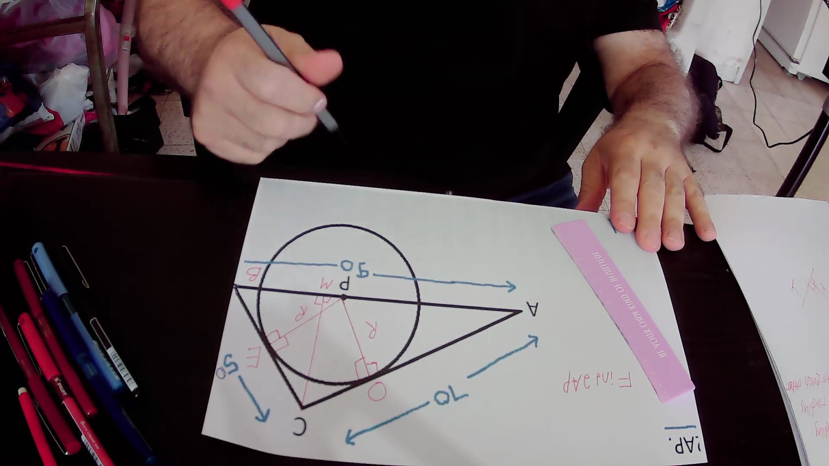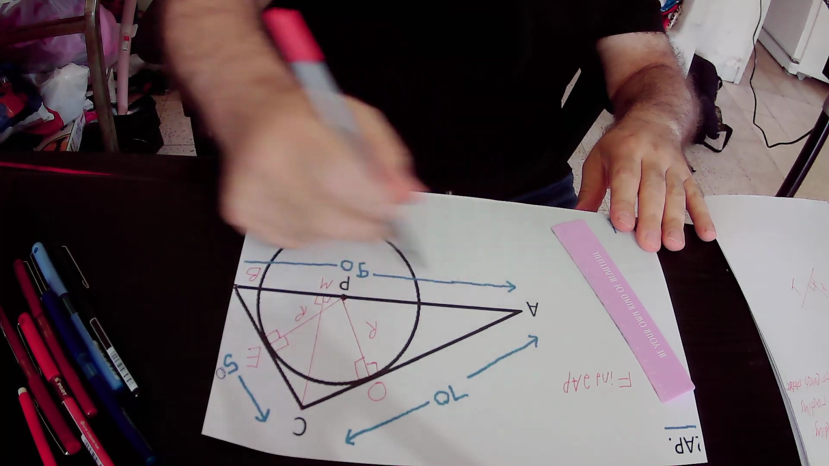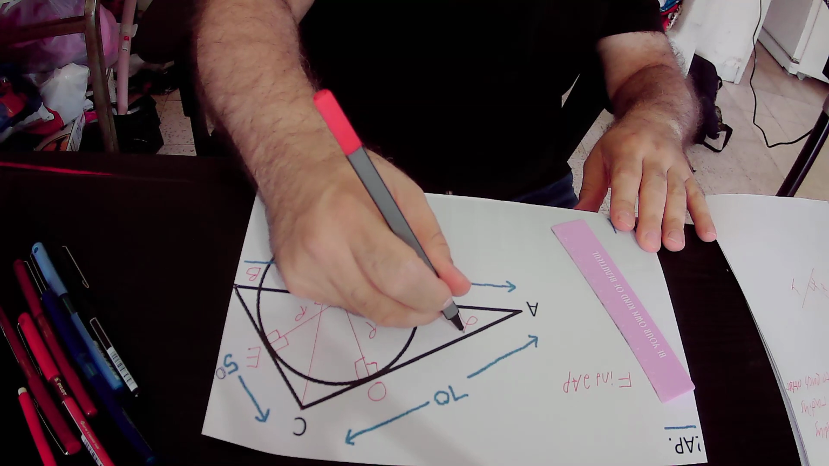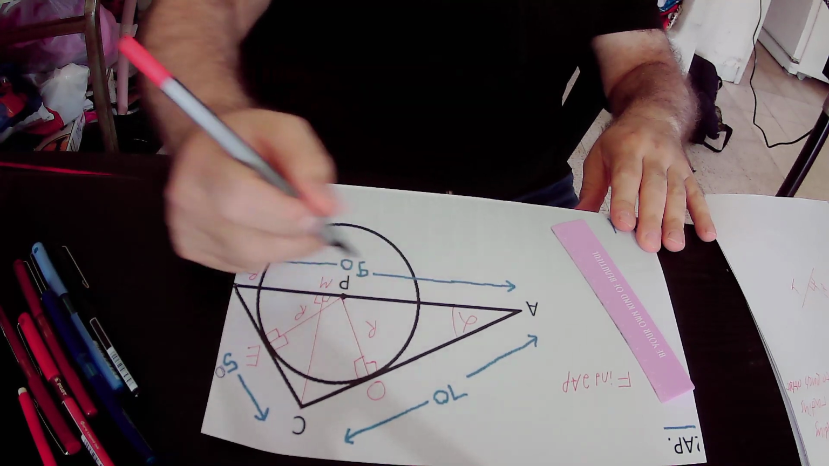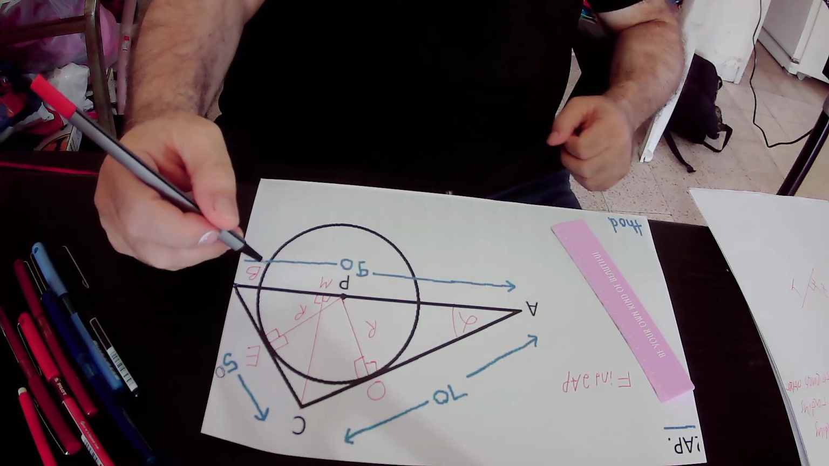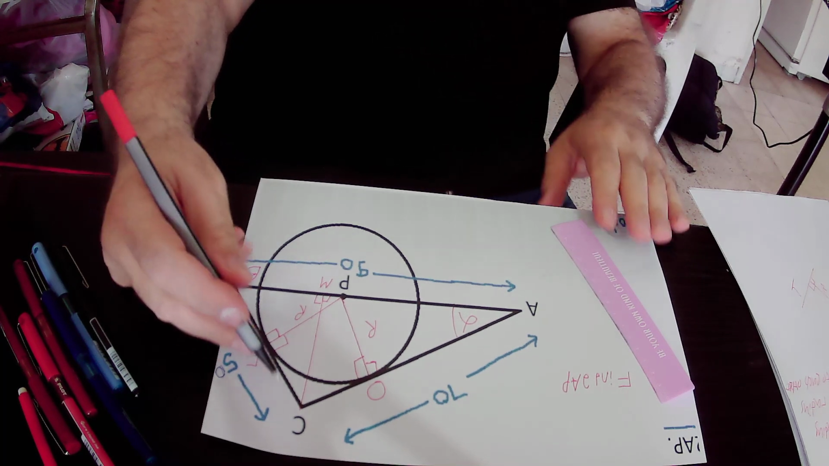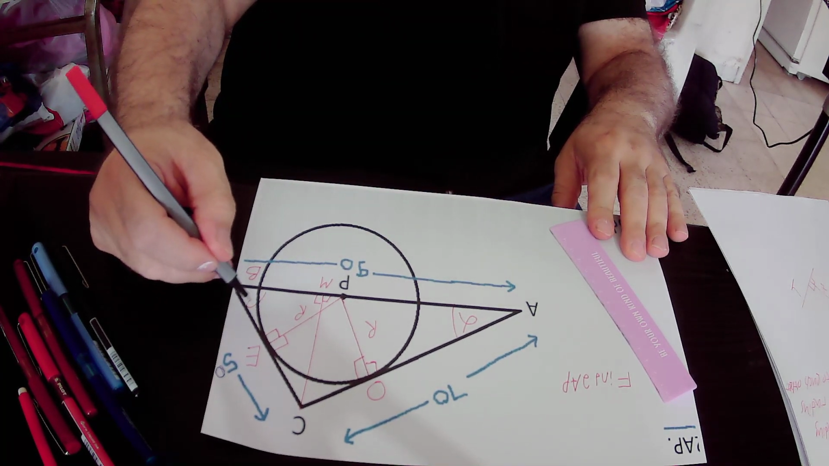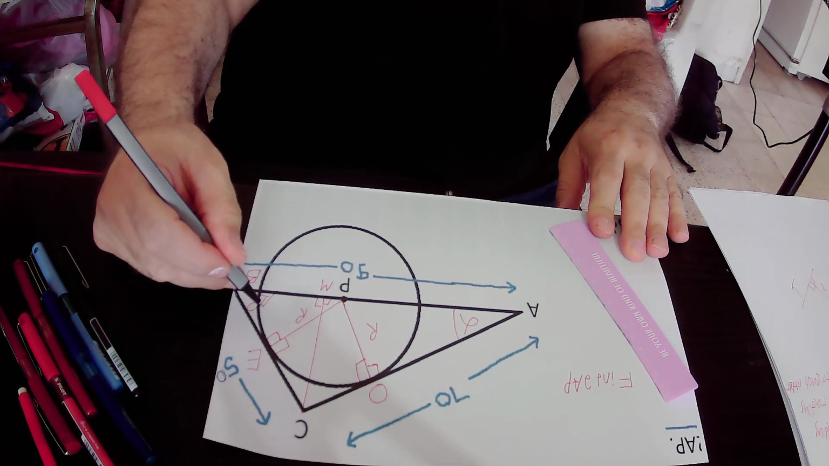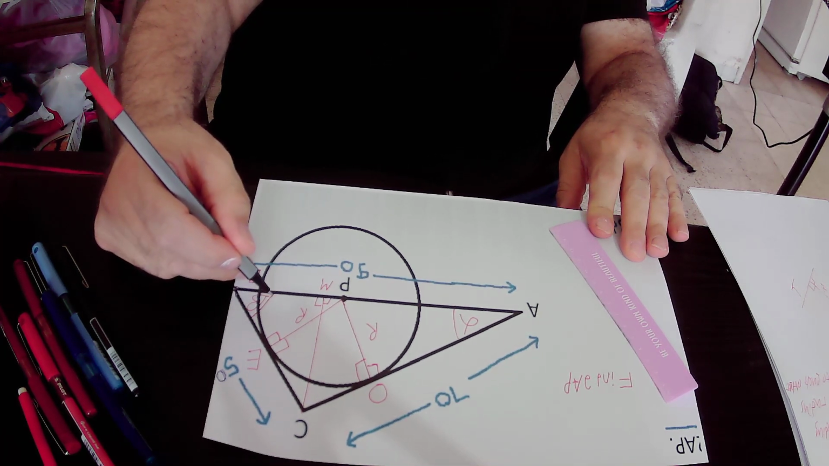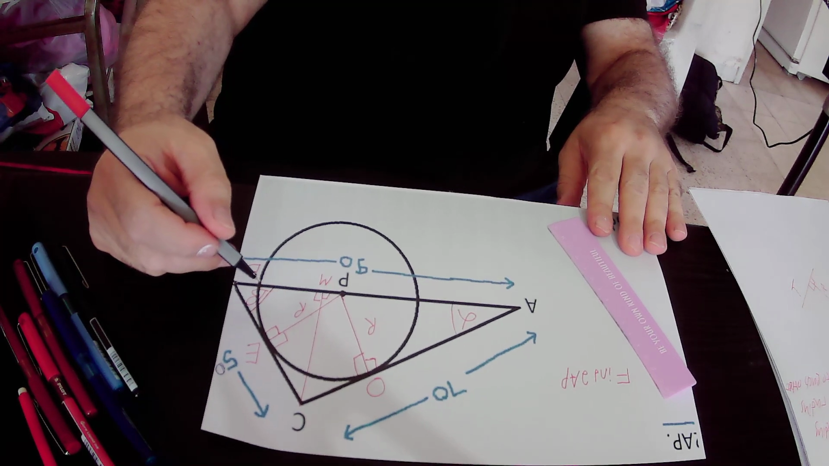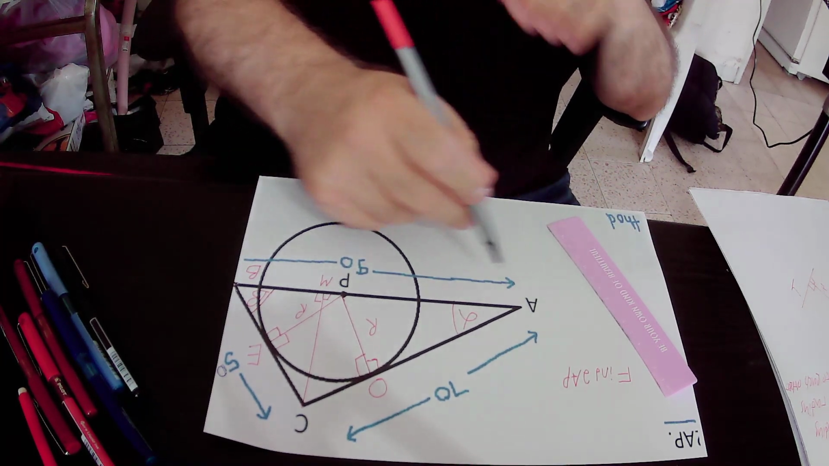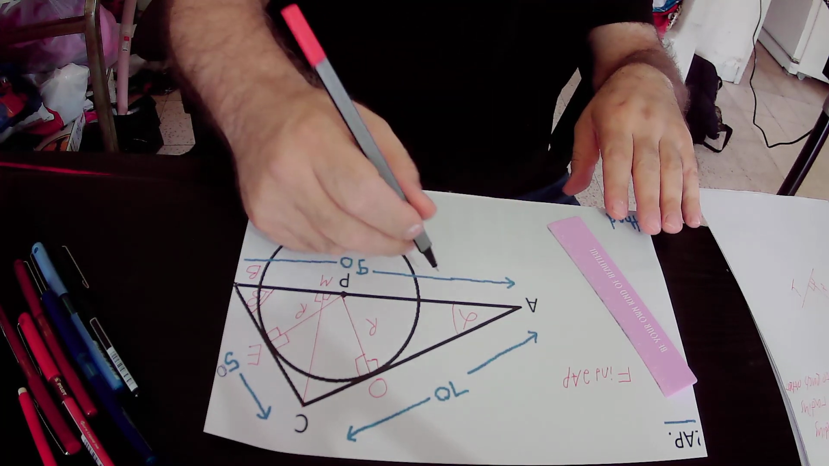We will define angle CAB as alpha. We will also define angle CBA as beta. And we also will define AP as X.